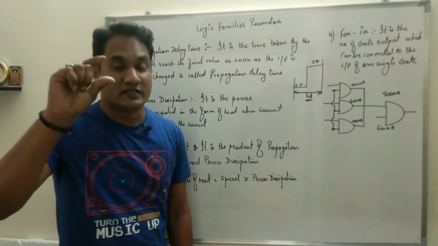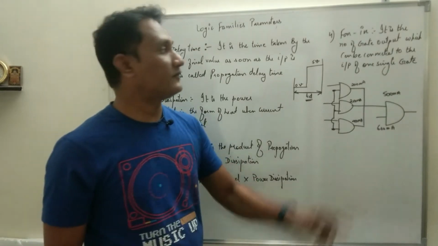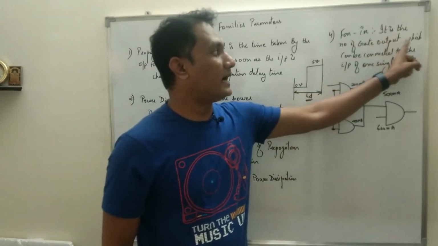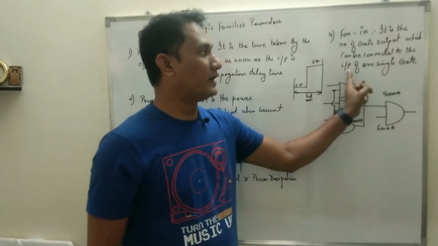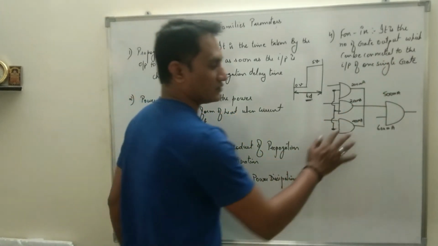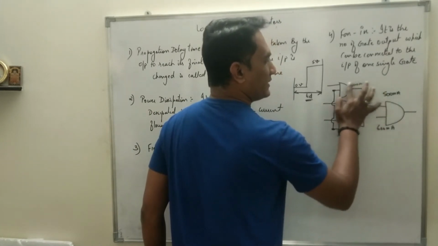So that is a limitation, or the rating, of the logic family. That is what is called fan in. It is the number of gate outputs which can be connected to the input of one single gate. I hope you have understood. I just gave you this as an example.